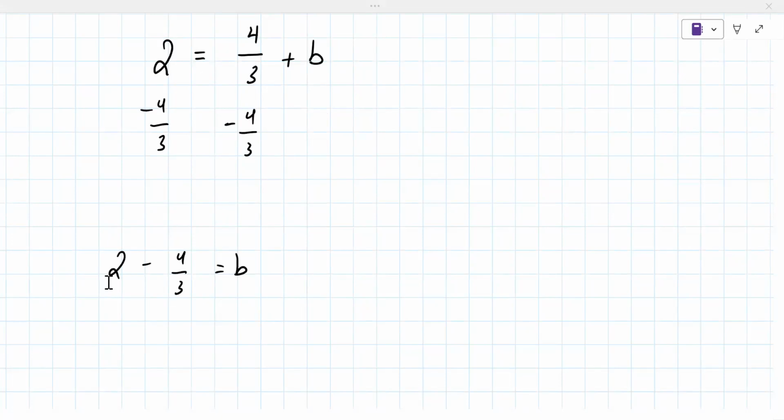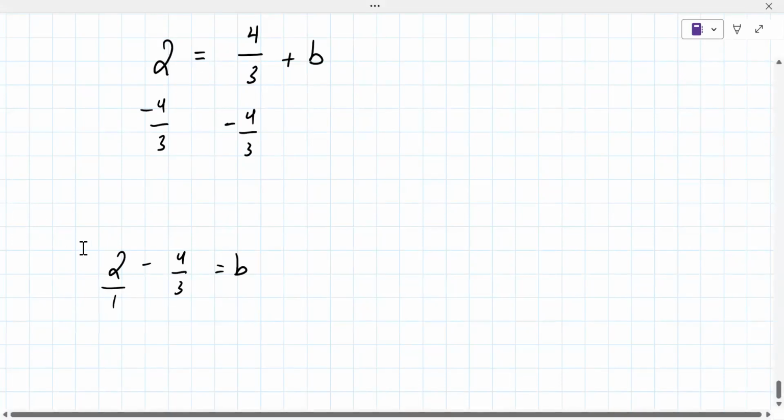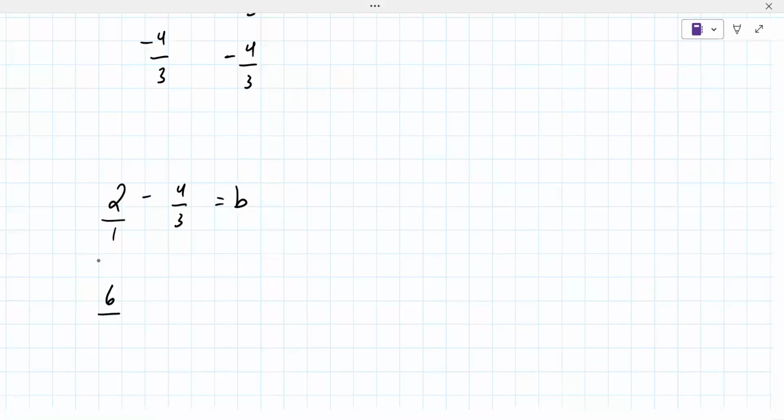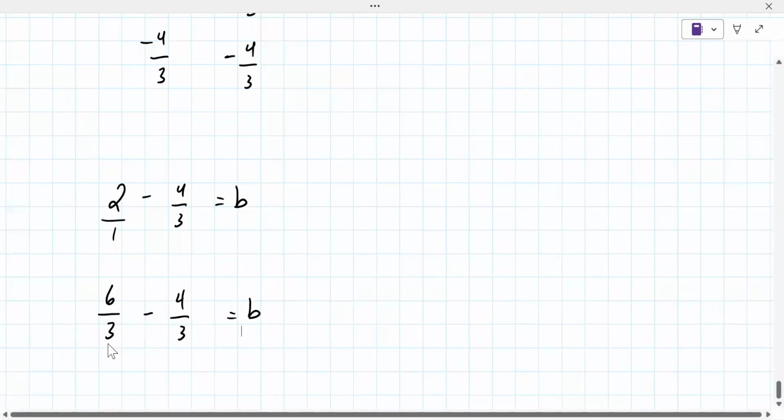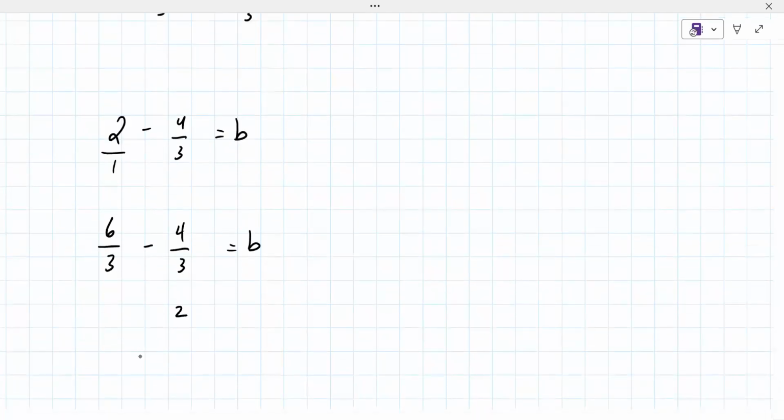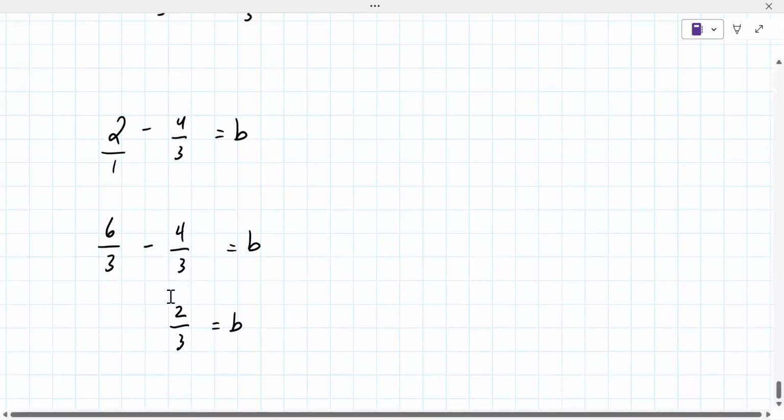Okay. So how do we do this? Well, we have to make what's called a common denominator. So 2 is actually 6/3. 4/3 is 4/3. And now you can subtract the top, but you keep the bottom. So you get 2/3 equals b. 6 minus 4 is 2. Keep the bottom, b is 2/3.